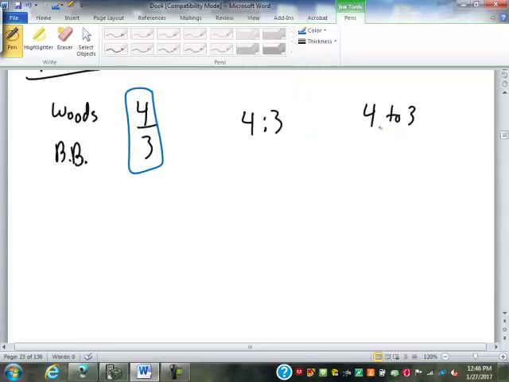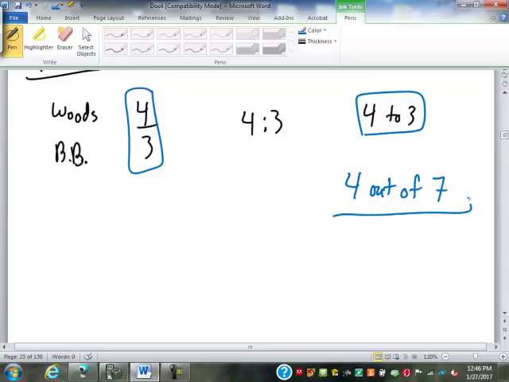Now, there's a couple of different types of ratios. This one is 4 to 3. Let's say I ask, rather than saying, let's compare Wood students to broadband students, I want to say, what proportion of the whole are the Wood students? Well, that would be 4 out of how many total? 7. So when I do this 4 to 3 ratio, both of these ratios are implied here. It's a 4 to 3 comparison of Woods to broadband, but the Woods are 4 out of a total of 7.